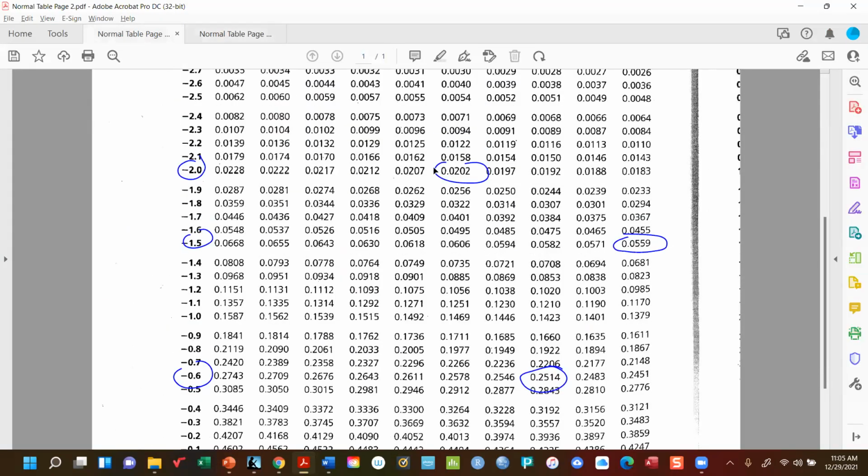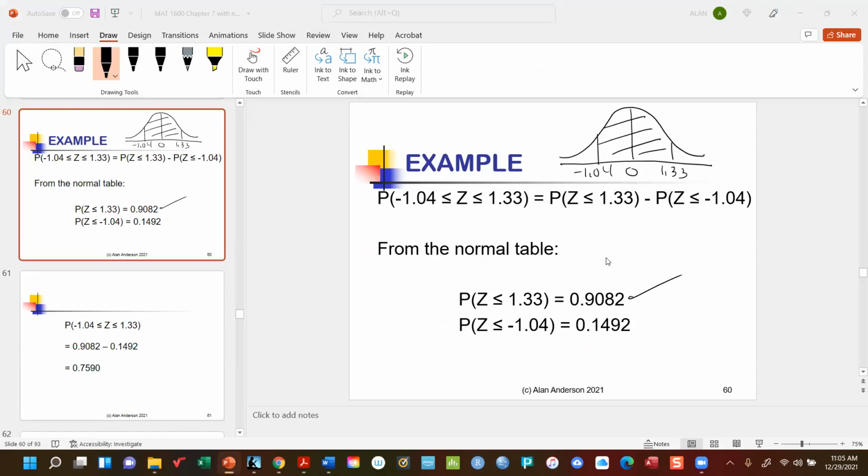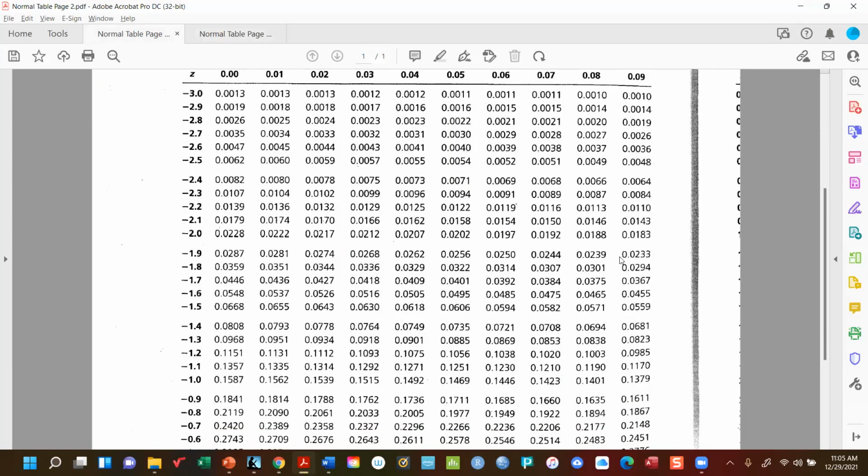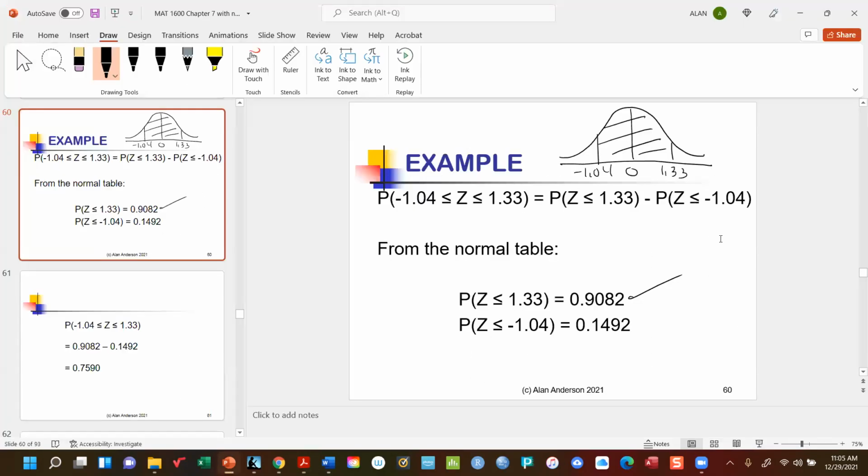Get this stuff out of here. I find it to be distracting here. What was it? Negative 1.04. So we have negative 1.0 combined with 0.04. And that brings me to 0.1492. Oh, yes. Okay, so all we have to do is subtract.